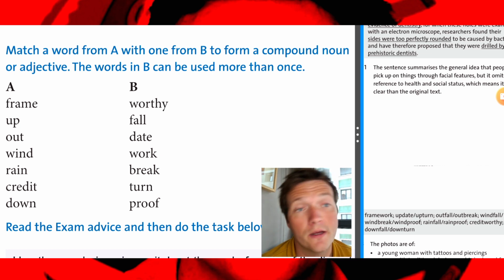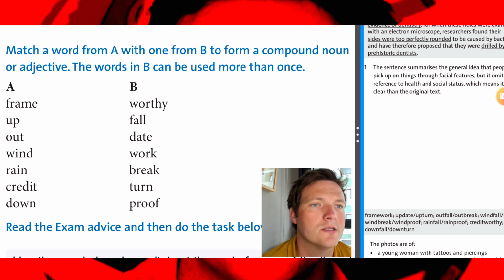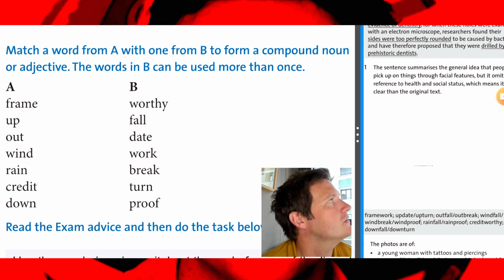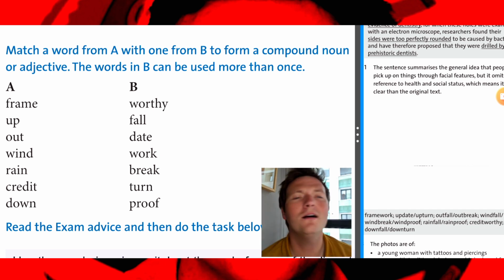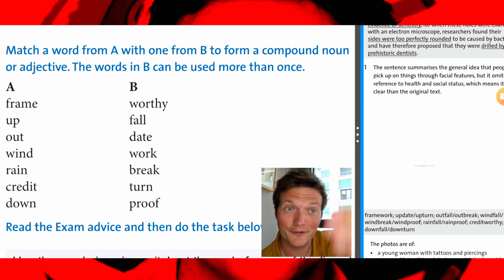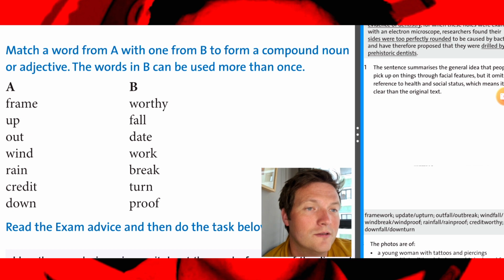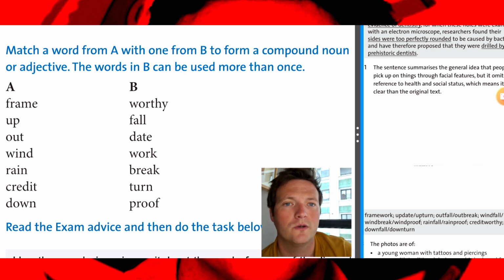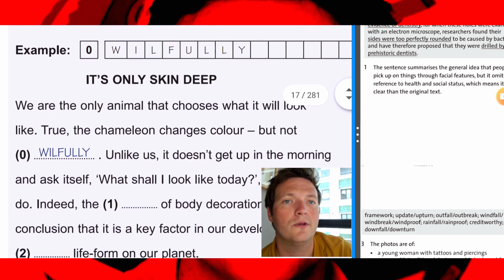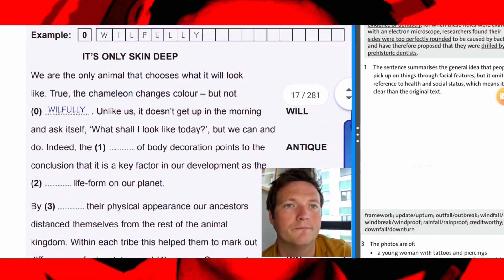Windfall, windbreak. Right, okay, there can be a break for wind, I guess, in sports. No, there's something else. A windbreak. Oh, yeah, of course, a windbreak that you put on the beach, to stop the wind. You put like a barrier up, or to break, to resist the wind. Windproof, rainfall, rainproof. Creditworthy, downfall, downturn. Yeah, we mentioned all of those. Okay, so I think we can have a look at the exam task. Let's have a look at it. Here it is.